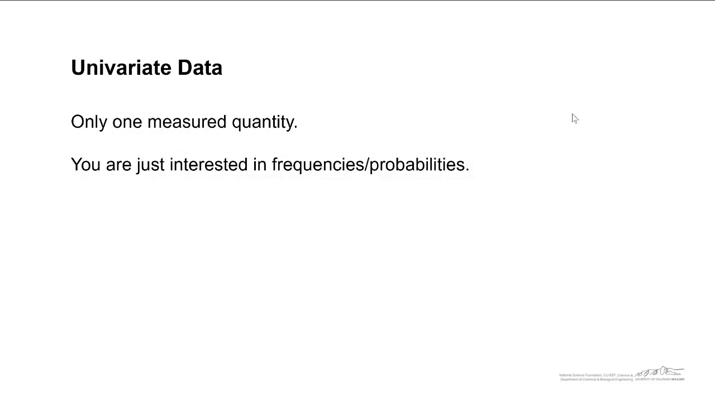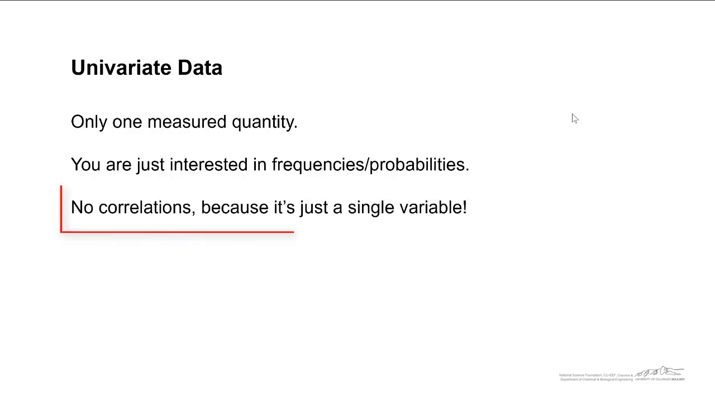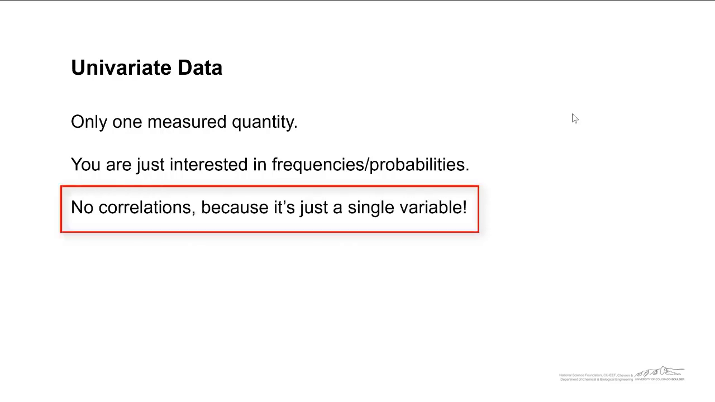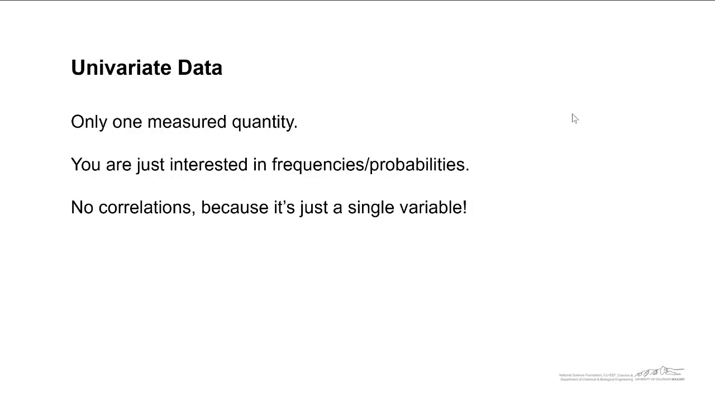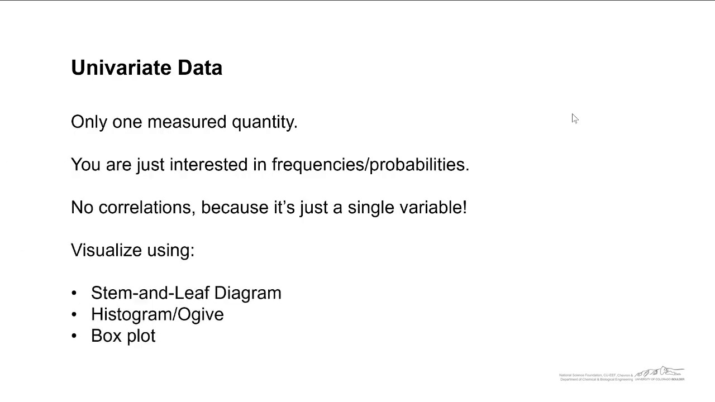For example, we're measuring height and we're making a distribution, or we're interested in the probability of an event occurring. There are no correlations between different variables that can be made because it's just a single variable. We can put together density functions, but that just tells us probability, not correlations. We can visualize univariate data using stem and leaf diagrams, histograms and ogives, and box plots. I'll explain each of these here in turn.